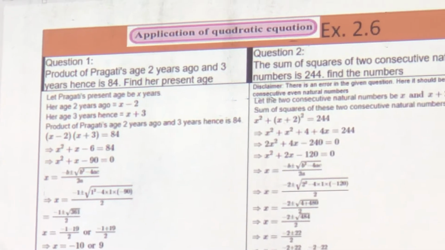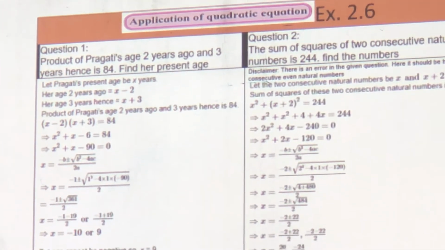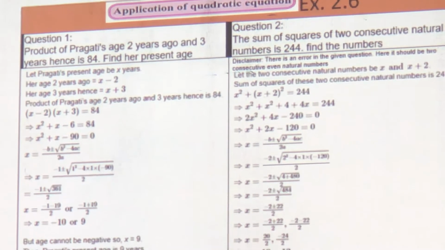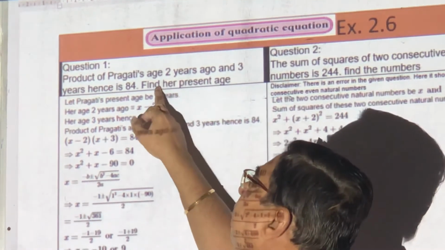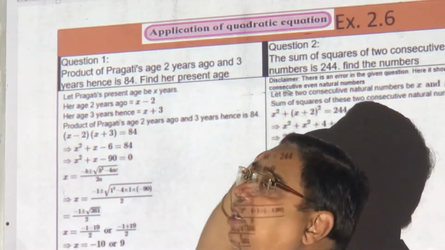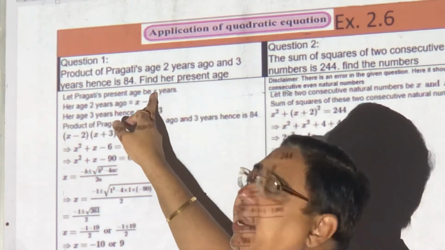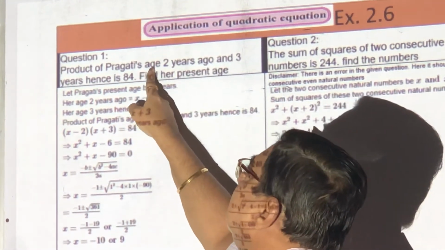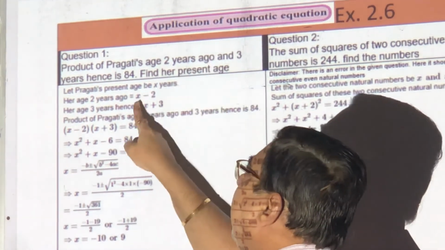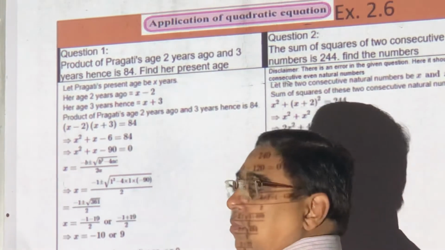Exercise 2.6 gives us application. Why am I studying this chapter? What use is going to come to me here? Let us have a look. And this is your favorite where you always drown and you always cry because you never practice. You get frightened. Please have a look. Whatever is asked, find her present age. Whatever is asked, make it equal to x. Step number 1. Then condition 1, condition 2. Write the conditions and then solve.